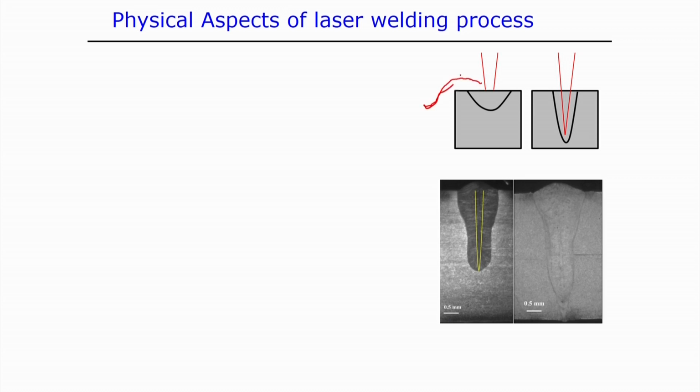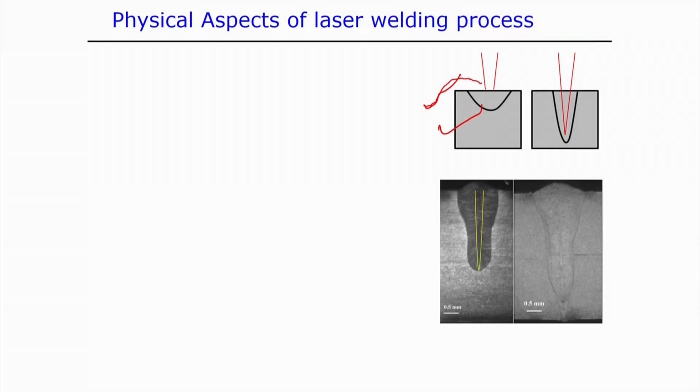In conduction mode, when the laser is focused on the surface, it does not produce much penetration within the weld pool, and there may not be any vaporization of the material. Probably it can be related to the power density of the laser, which laser we are using, and we measure the power density when the laser interacts with the surface of the substrate material. So first is the conduction mode laser welding process. In this case, the shape of the weld pool is a little shallow, not much penetration.